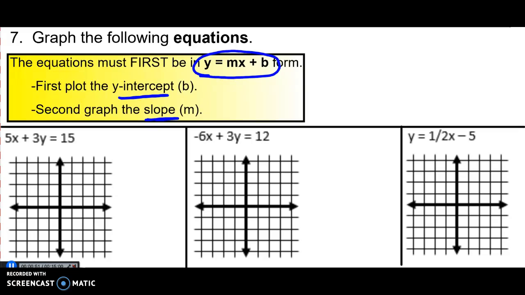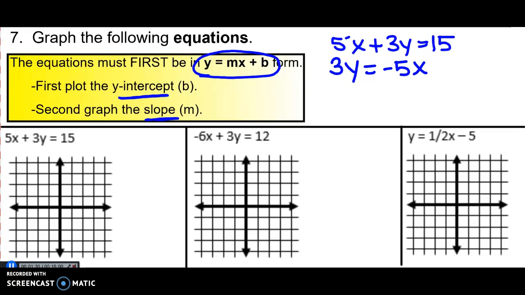Alright, so the first one, if we look at it, 5x plus 3y equals 15. It is not in slope-intercept form. It's in what's called standard form. So we're going to write it down, 5x plus 3y equals 15. And we're going to isolate the y in order to get it into slope-intercept form. So the first step would be to move the 5x to the other side of the equation. So if we have a positive 5x on the left side of the equation, we would subtract 5x on both sides of the equation. And our equation would look as such.